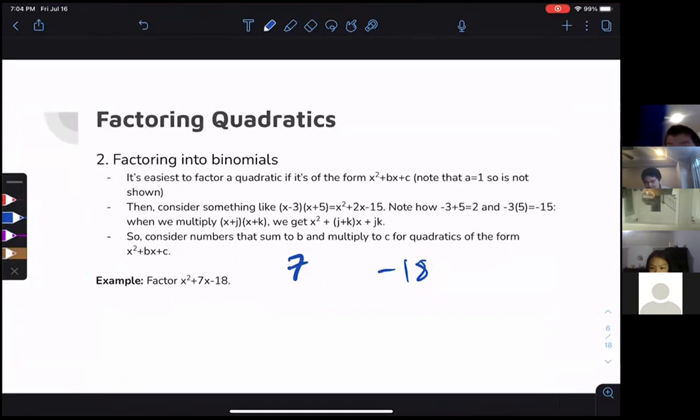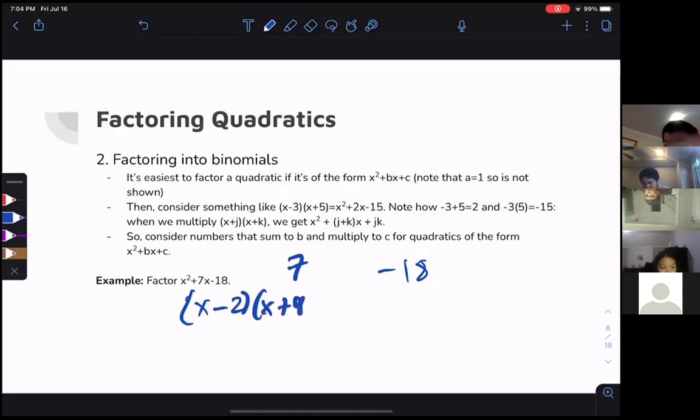Alright, so I've been seeing a lot of correct answers. So yeah, the factorization. The two numbers, first of all, negative 18, they sum to 7 and multiply to negative 18, that would be minus 2 and positive 9. Notice again, negative 2x plus 9x is 7x, and negative 2 times 9 is negative 18.